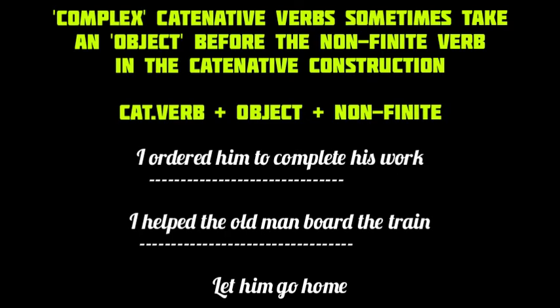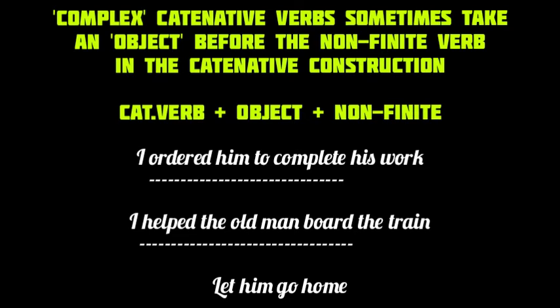Then, I helped the old man board the train. In this sentence, the catenative verb helped has the object the old man before the bare infinitive board. Hence, helped is a complex catenative verb here. Similarly, in the sentence, let him go home, him is the object of the catenative verb let before the bare infinitive go. Hence, let is a complex catenative verb in this sentence.